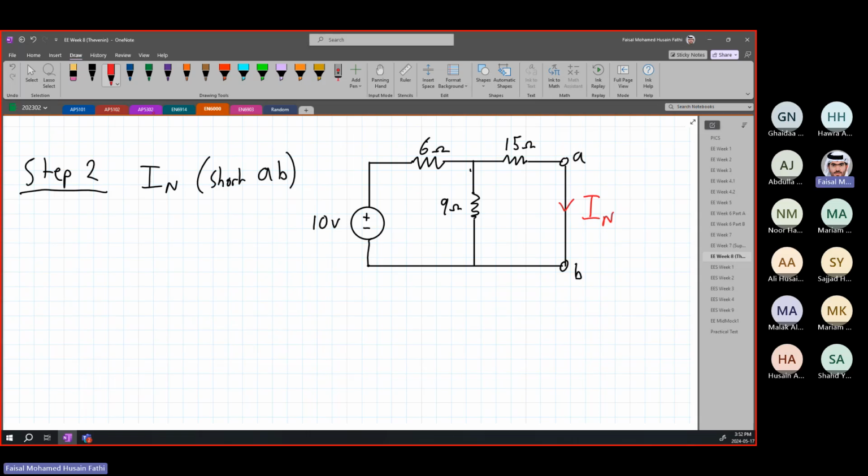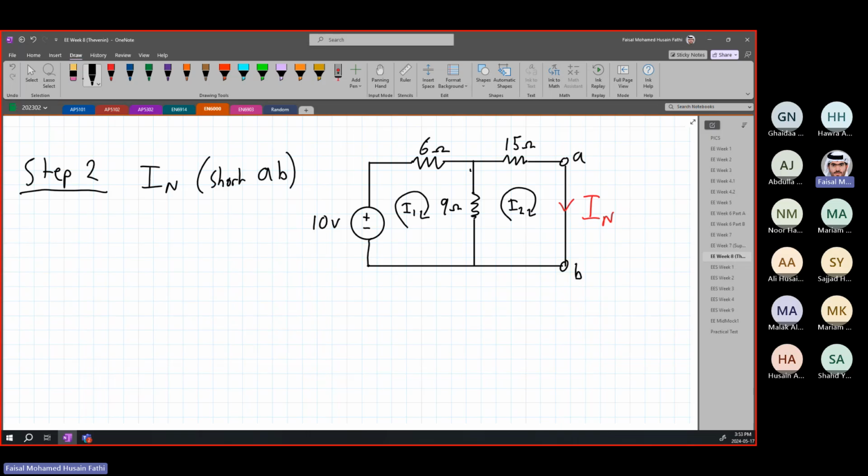This is the way you will be finding your I Norton. Again, the method you want to use to find I Norton can be any way. For example, I'm going to use mesh. Even though it's pointless, I'm going to say that this is I1 and this is I2, because now there is a current flowing through here, the I Norton current, because we shorted the circuit.